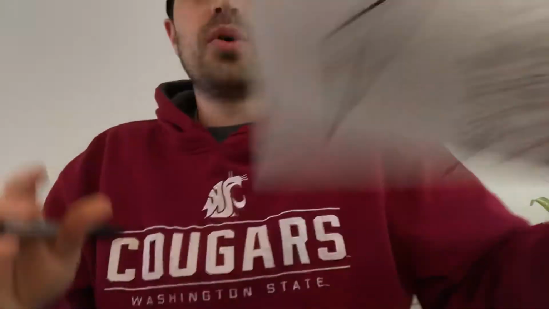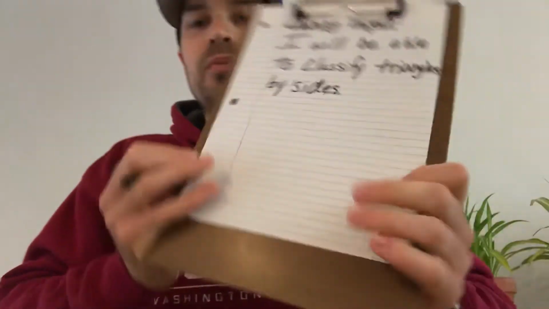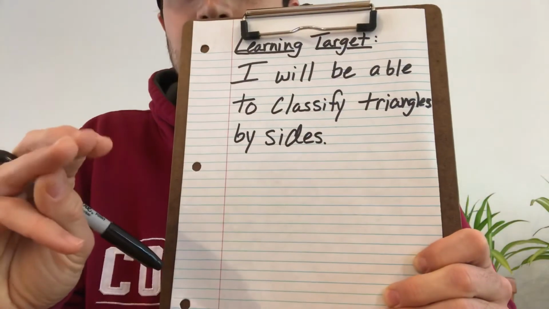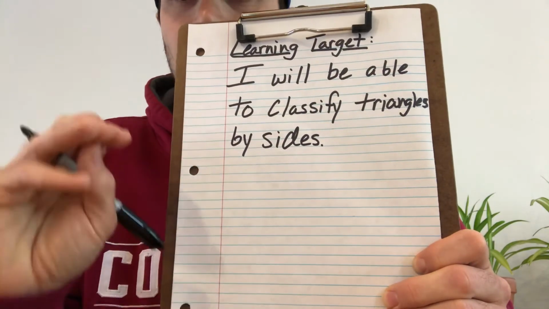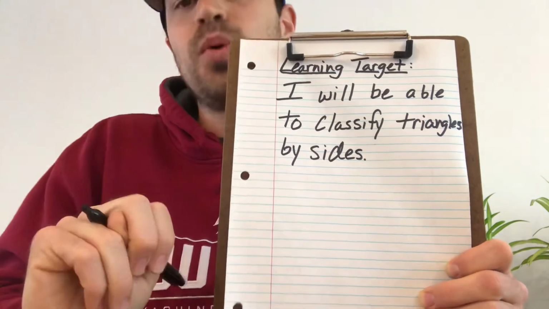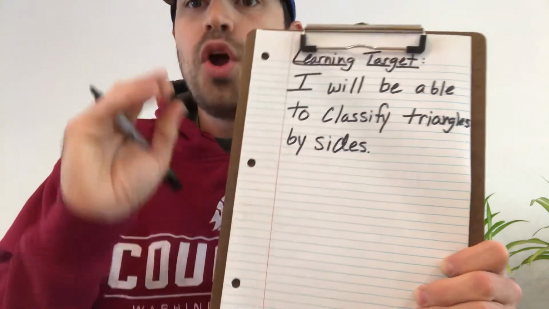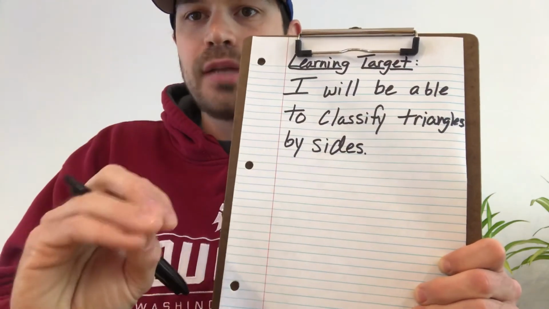Okay, so our goal today, ladies and gentlemen, is just a quick review. Our learning target is you will be able to classify triangles by their sides. There are three options. There is the equilateral, where all sides are equal. There is the isosceles, eyes, which has two equal sides. And there is the scalene or the saline triangle, which has no equal sides.